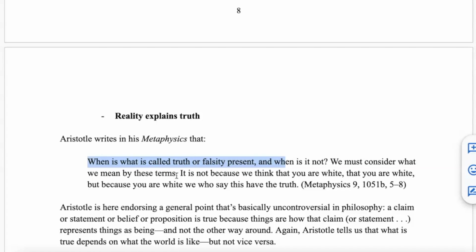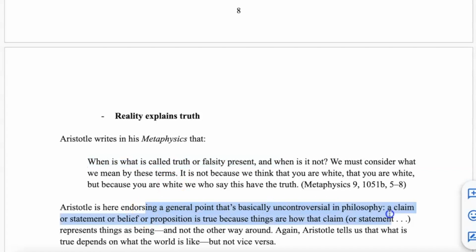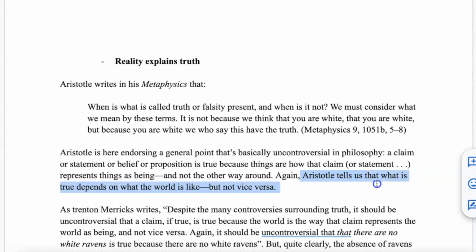But he's just endorsing a general point that's basically uncontroversial in philosophy. A claim or statement or belief or proposition is true because things are how that claim or statement represents things as being, and not the other way around. It's precisely because grass is in fact green, because reality is such that grass is green, that my statement "grass is green" is true. So Aristotle is really just recognizing that what is true depends on what the world is like, not vice versa.